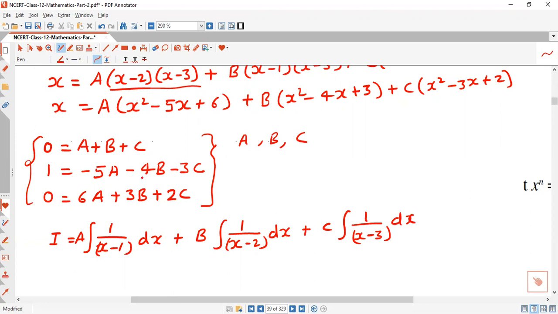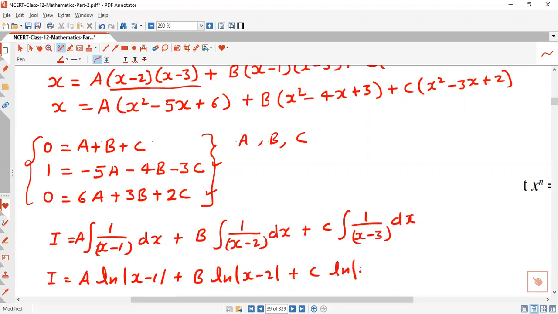Now put the value of c in this equation and this equation and solve for the values of a, b. Then we do it. So I equals A times log of mod x minus 1 plus B times log of mod x minus 2 plus C times log of mod x minus 3 plus a constant. C we are already using here, so we take D as the constant.